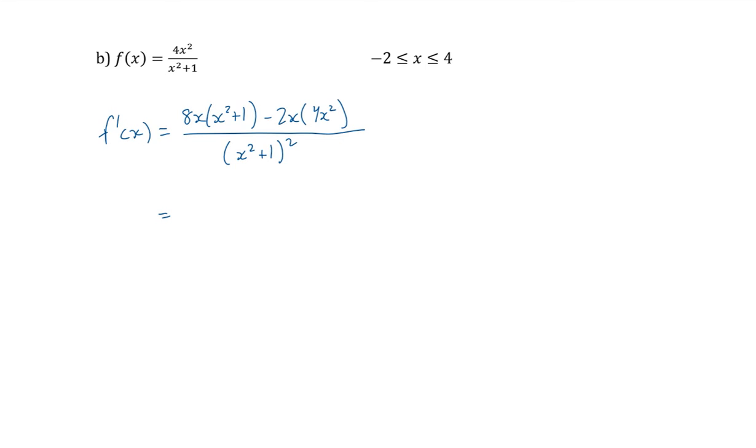And in this case, I am going to just expand. So I've got 8x cubed. If there was more going on here and I had to start like factoring stuff out or whatever, then you would do that. But in this case, it's better to just expand. 8x plus 8x minus 8x cubed. So look what happened there. 8x cubed minus 8x cubed means I get 8x over (x squared plus 1) all squared.